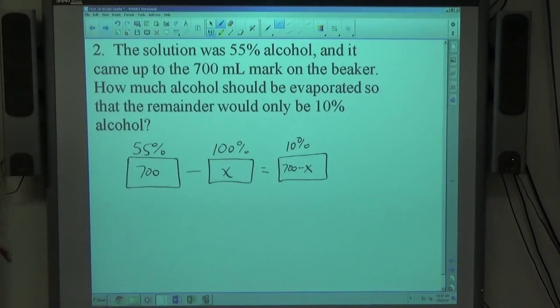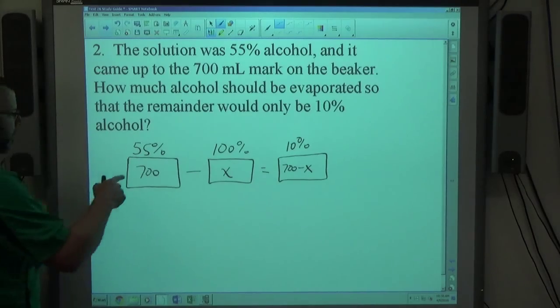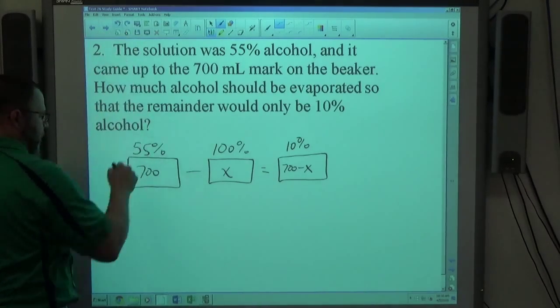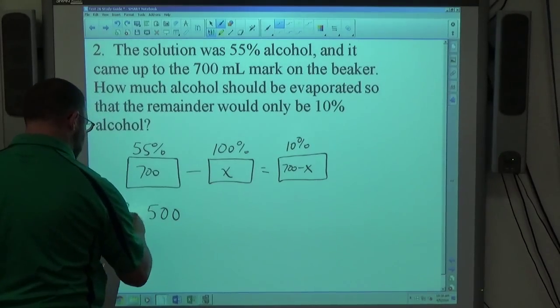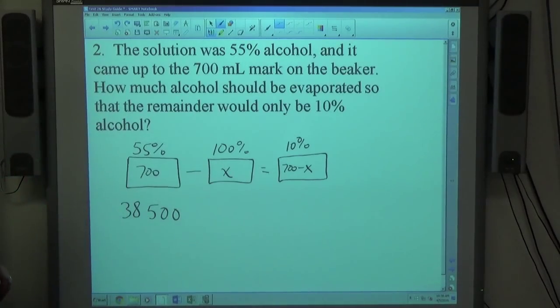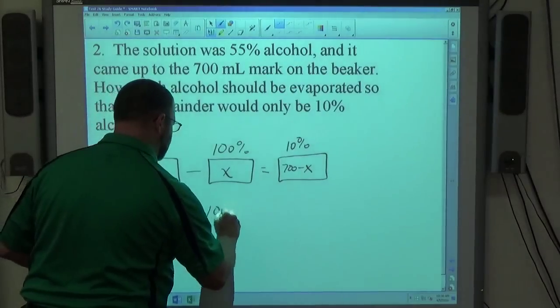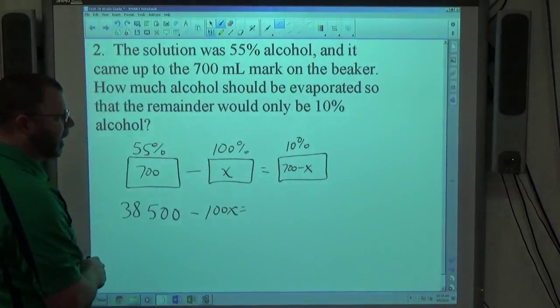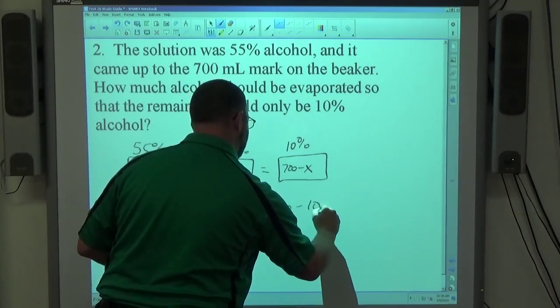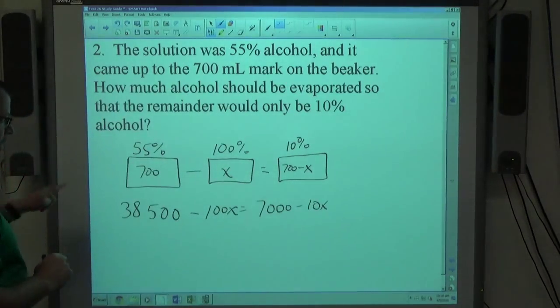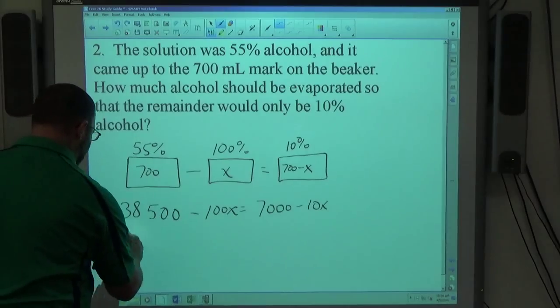And then once you get the setups set properly, now it's just multiply. So 55 times 700, 38,500 minus 100X equals 10 times 700 minus X, that's going to be 7,000 minus 10X. I would move the 100X to the right, the 7,000 to the left.